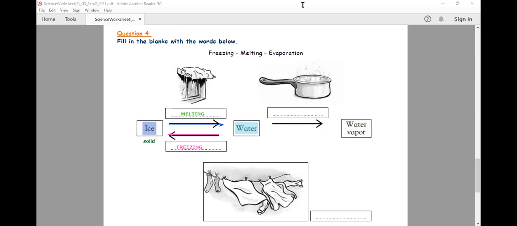Hussam, this is water vapor, which is gas. Evaporation. Bravo Hussam. So when water turns into gas, we say that this is evaporation.